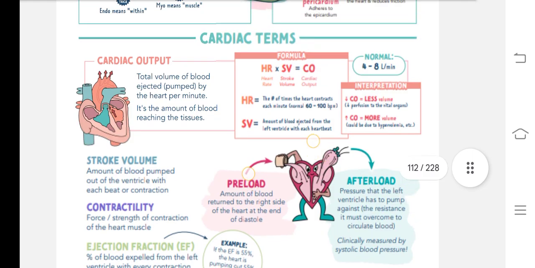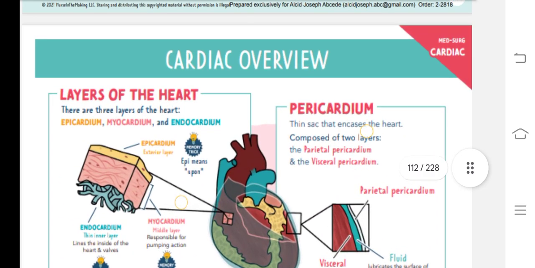So this was the whole cardiac overview. I hope you get it.